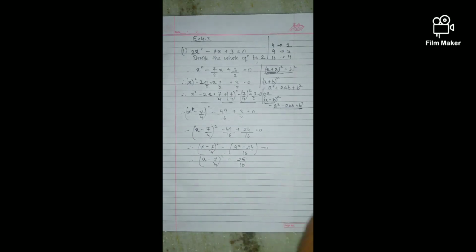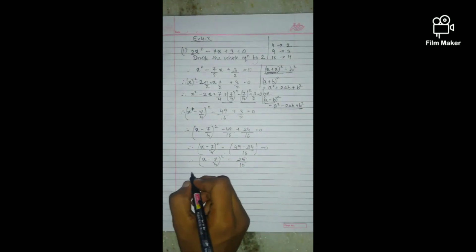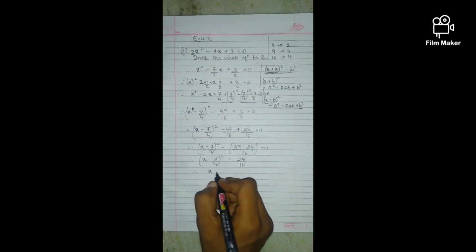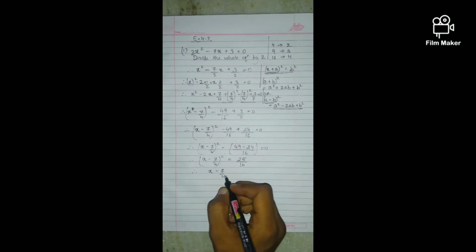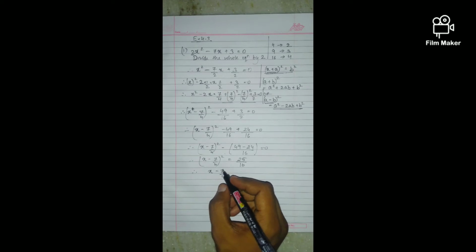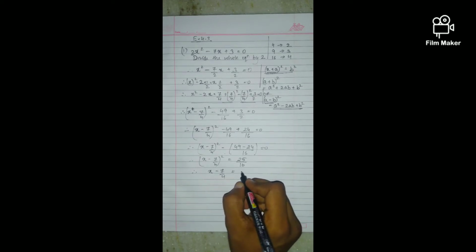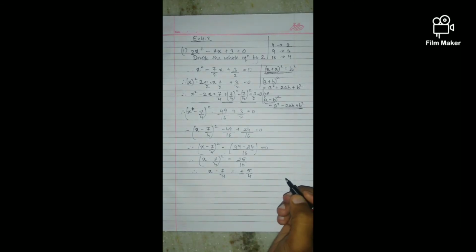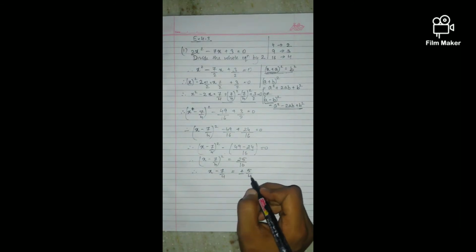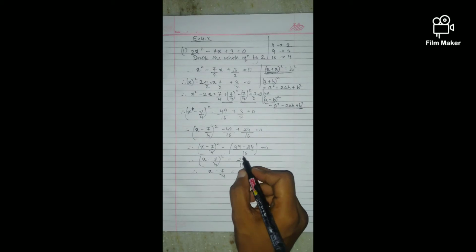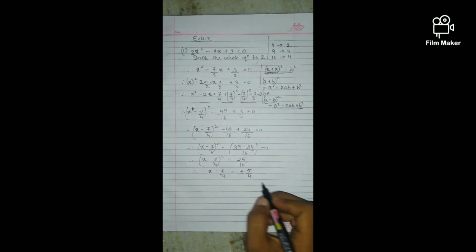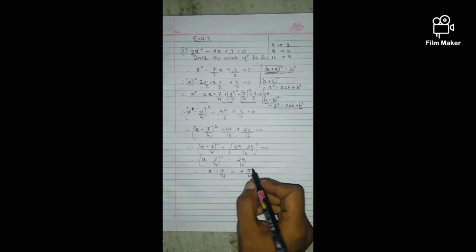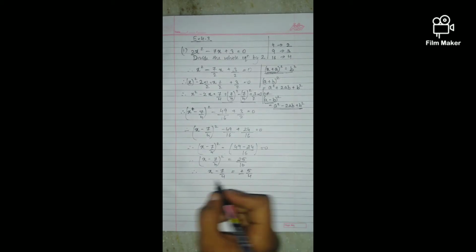See, now I can take square root on both sides. That will lead me to x minus 7 by 4 is equal to plus or minus 5 by 4. See, plus 5 by 4 whole square will lead me to 25 upon 16, and minus 5 by 4 the whole square also will give me 25 by 16.